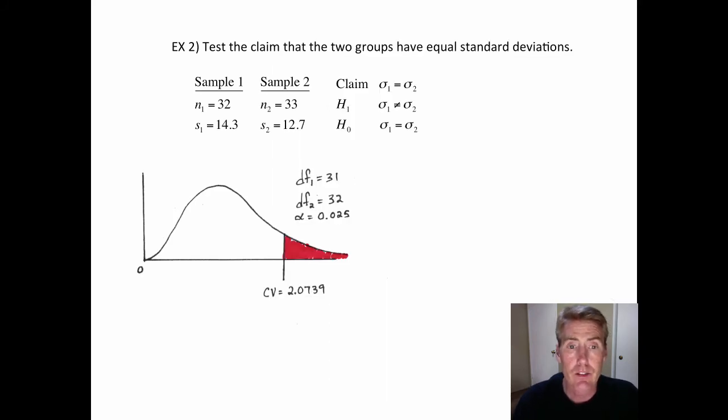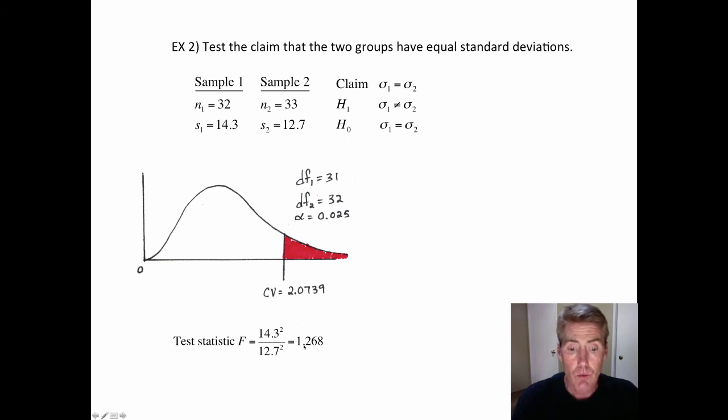All right, there's the setup. Now for the formula. Like I said, the formula is not in the calculator, but it's pretty easy. It's just this one squared divided by this one squared. So the bigger standard deviation squared divided by the smaller standard deviation squared.